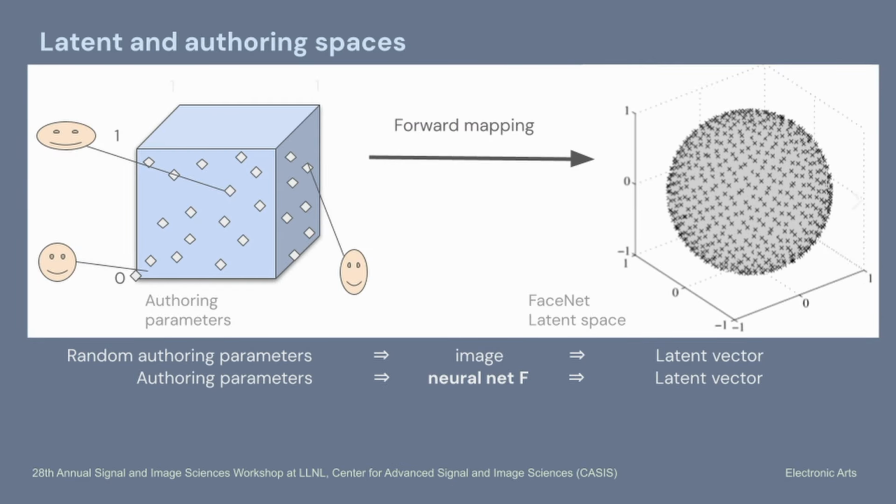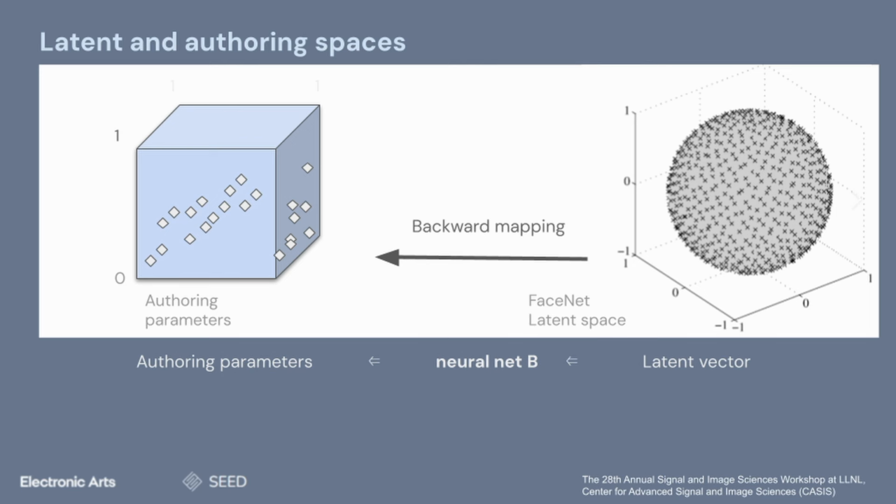Now, how can we use latent vectors for achieving this task? We have authoring parameters, which are values for the sliders that control the face. And on the right, we have that latent space with potential placement of samples. The first thing that comes to mind is to train a forward mapping that takes authoring parameters and maps them to a latent vector. That can be done in a straightforward manner. When we randomize in authoring space, we can also render an image, send it to FaceNet, and obtain a latent vector. We mentioned that randomization in authoring space is not necessarily that useful.